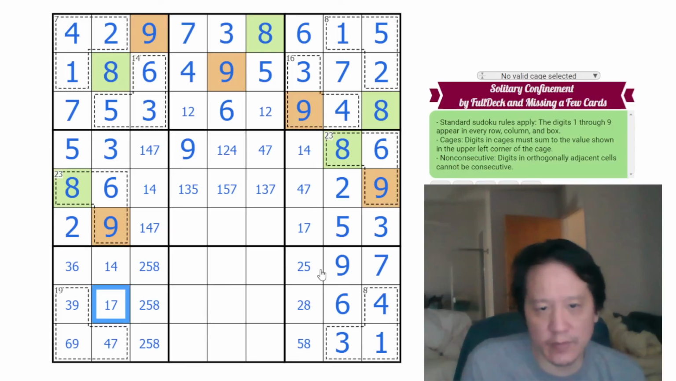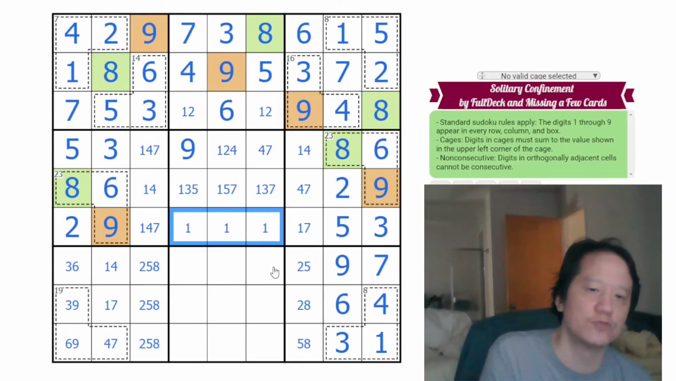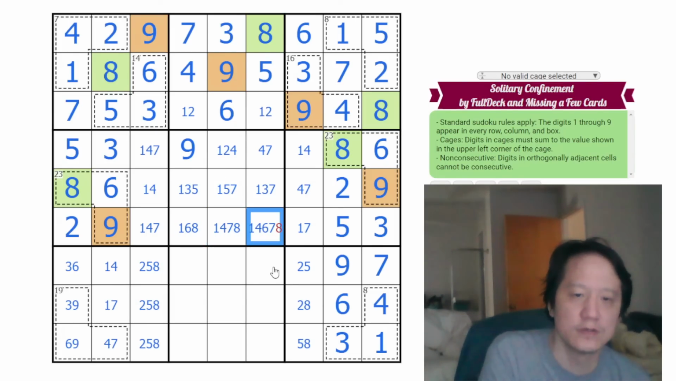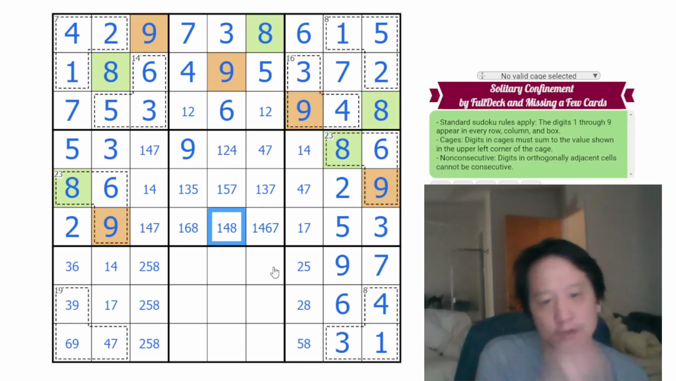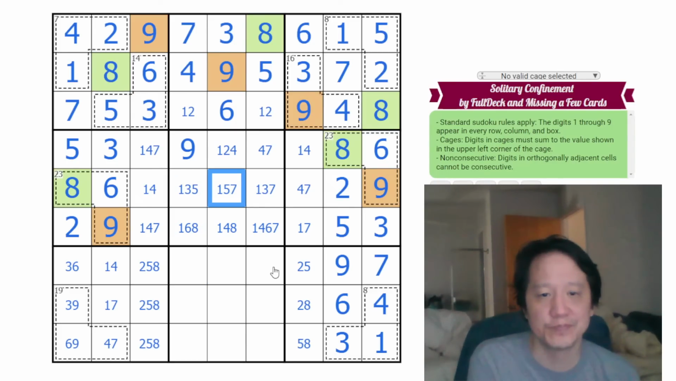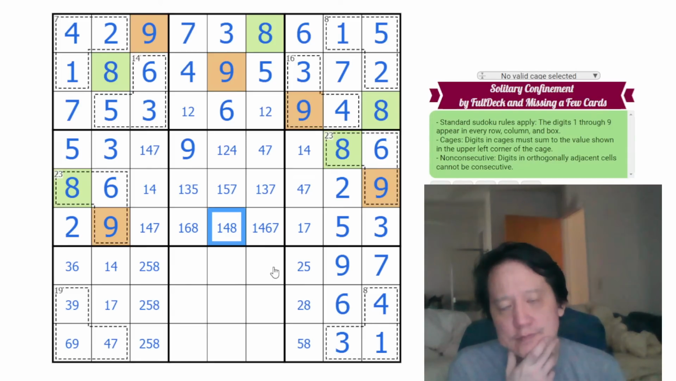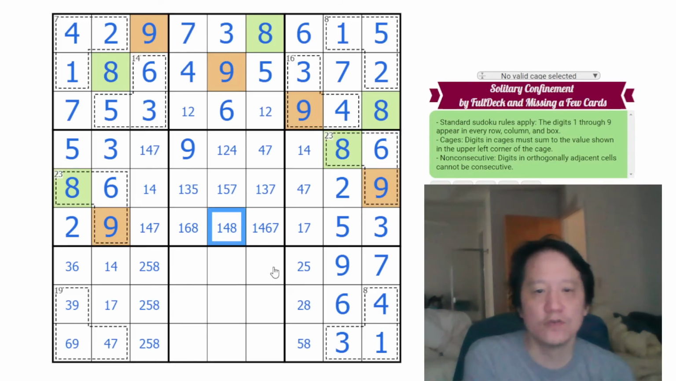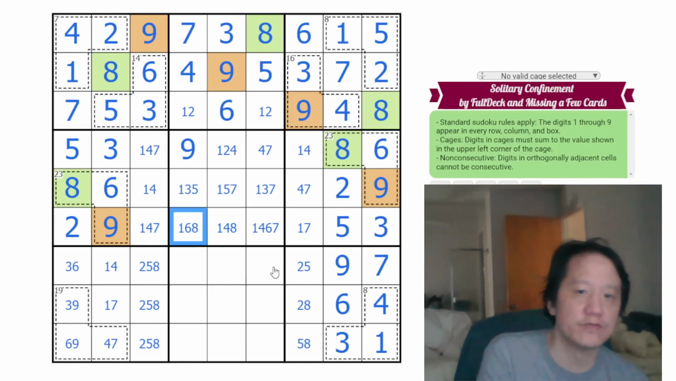Okay. Now we have what? We have cannot be 2, 3, 5, and 9. So it's 1, 4, 6, 7, 8. So 8 is one of these two. Therefore, this cannot be 7, because if that's 7, this is 8. 5 is one of these two. 6 is one of these two. 8's one of these two.